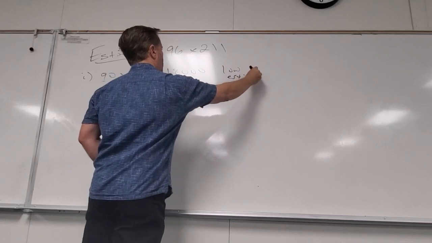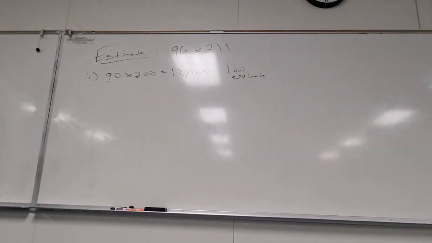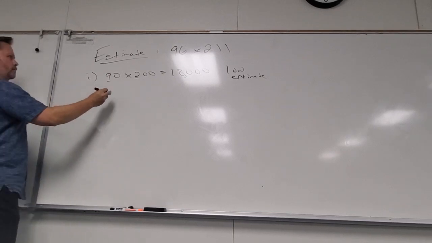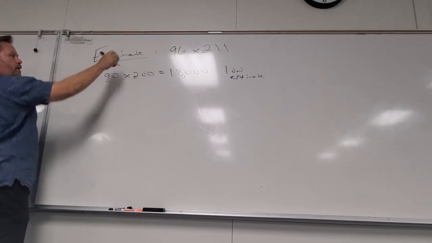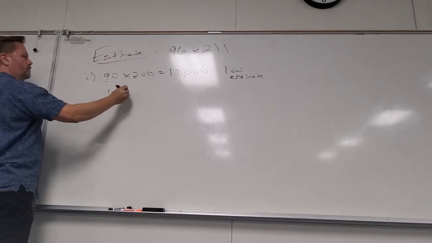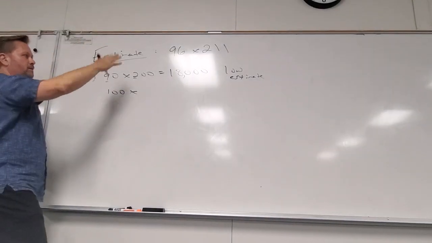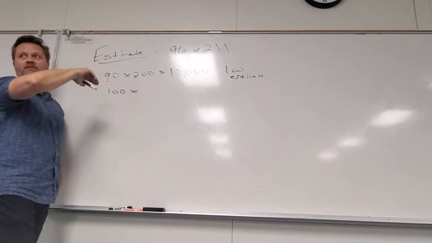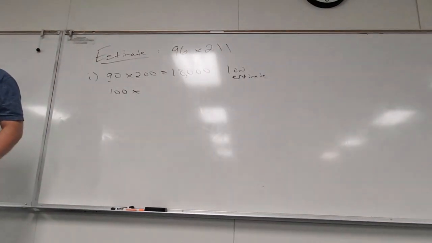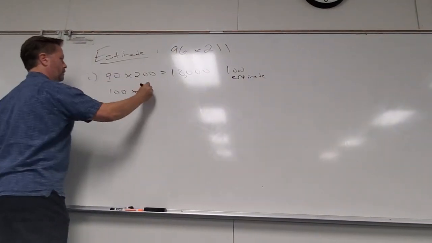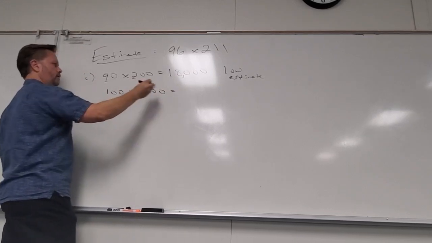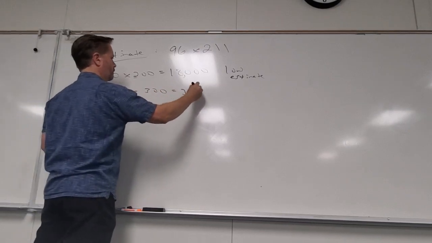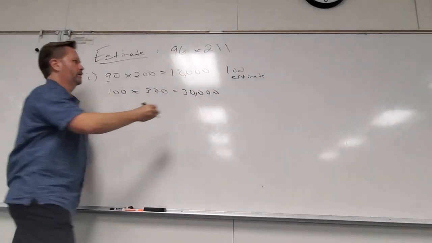Can somebody tell me how to get the high-end estimate doing something very similar? What's the way to get a high-end estimate? Round up to the next place. Yeah, so round 96 to 100. And then I can round 211 to 220, or you could go crazy and do 300, right? Either way. So let's do 300 just to go crazy. What would this be? Yeah, 3 and then 1, 2, 3, 4. 30,000. And that's definitely a high estimate.